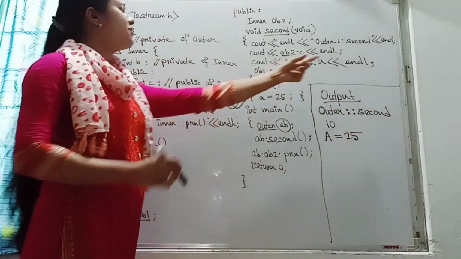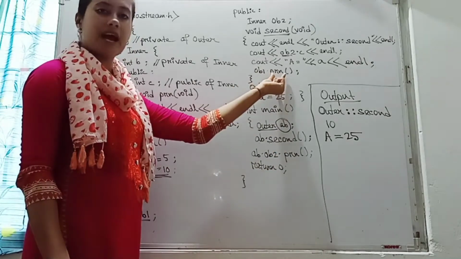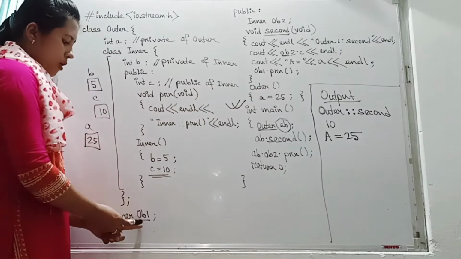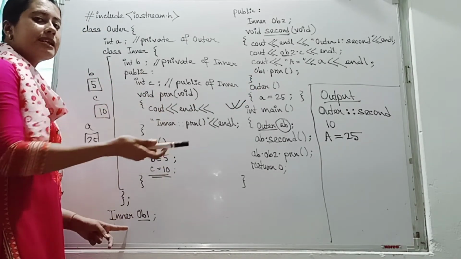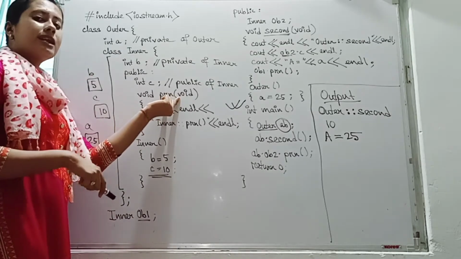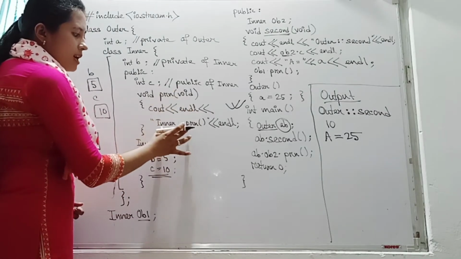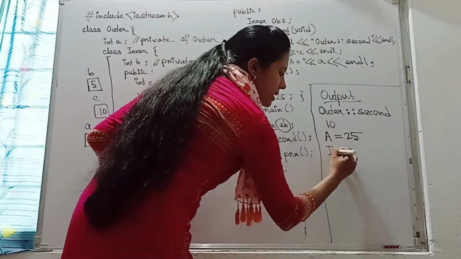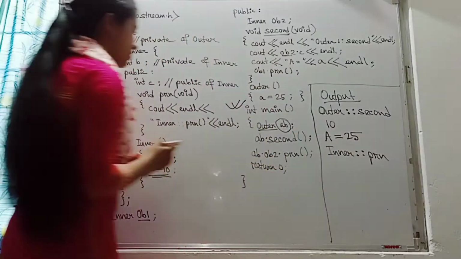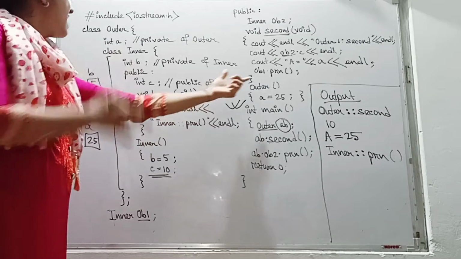Now it will go to the next line, and it is showing ob1 dot prn. So where is prn? Prn is here. Now ob1 is what? ob1 is the object of the inner class, so it can easily access the public member function of the inner class, because ob1 is the object of the inner class. So in the prn, what have we got? Inner prn. So it will display inner prn. Okay.